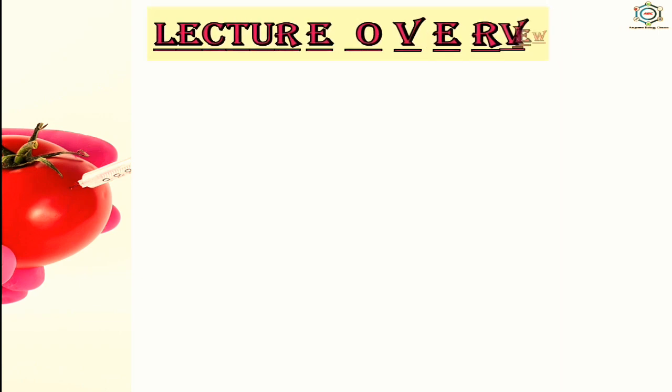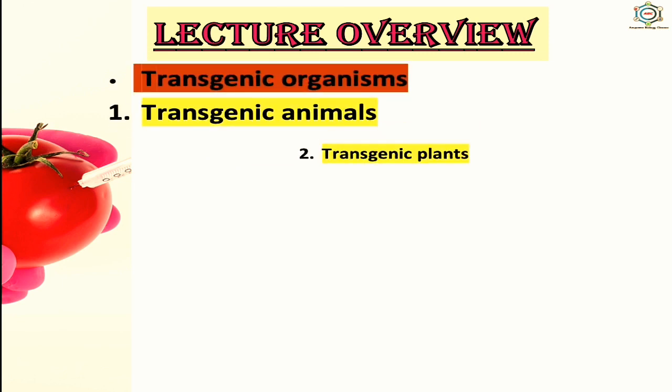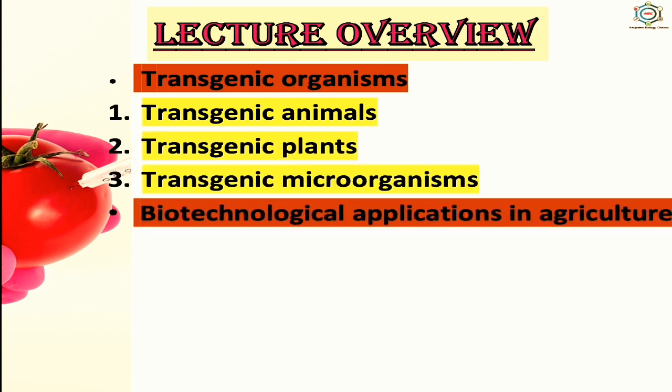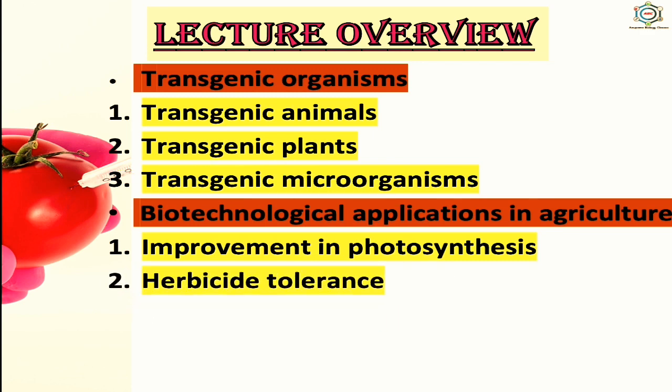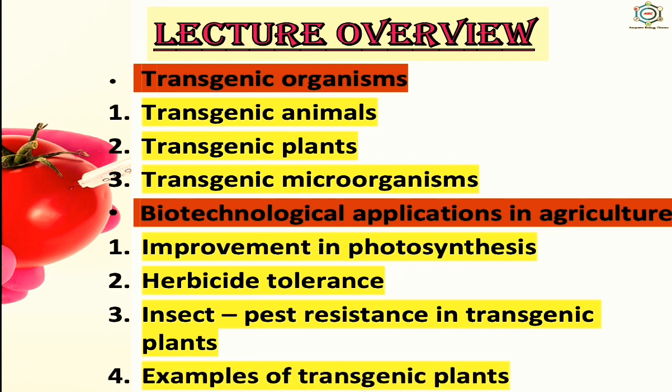Now, here you can see the lecture overview, that is what you will learn in this video. So in this video, we will see transgenic organism, in which transgenic animals, transgenic plants, transgenic microorganism, then biotechnological applications in agriculture, in which improvement in photosynthesis, herbicide tolerance, insect pest resistance in transgenic plants, and examples of the transgenic plants.